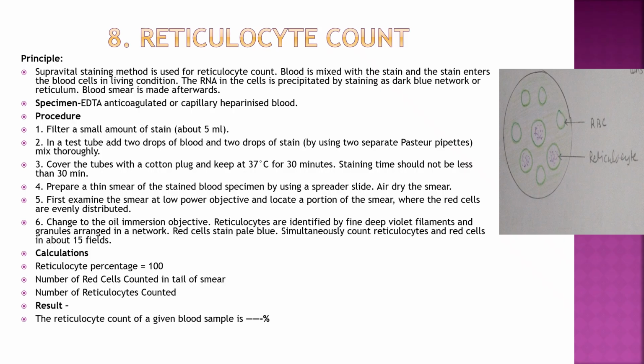Calculation: reticulocyte count percentage equals the number of reticulocytes counted divided by the number of red blood cells counted, times 100. So reticulocytes are given in percentage. Usually reticulocytes are counted in the tail portion of the smear.